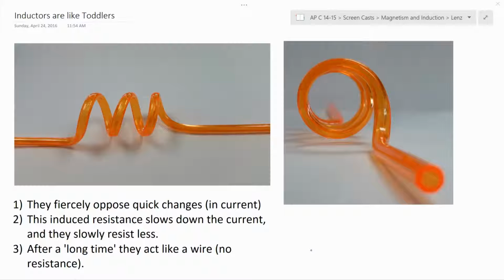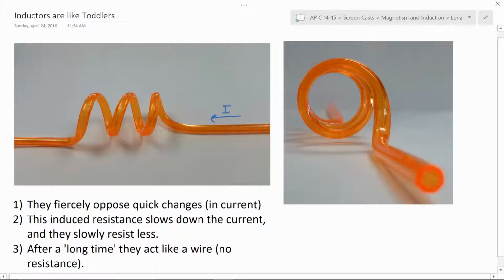Inductors are basically like toddlers. I'll explain in a second. And capacitors are going to be kind of like parents. So the short version is that an inductor is a curl of wire. And if you try to change the current going through the wire, that can't happen instantaneously. And this inductor or curl of wire is going to oppose that change.